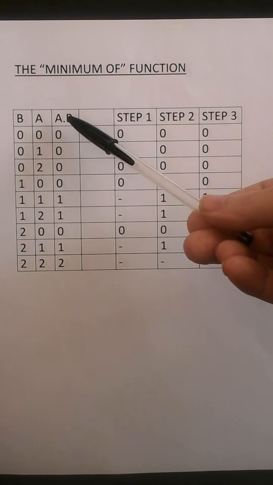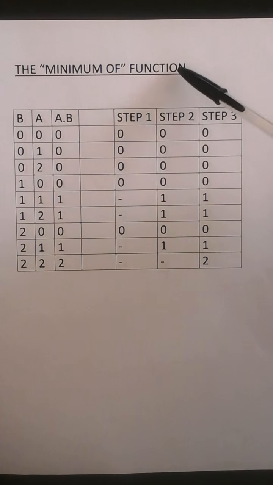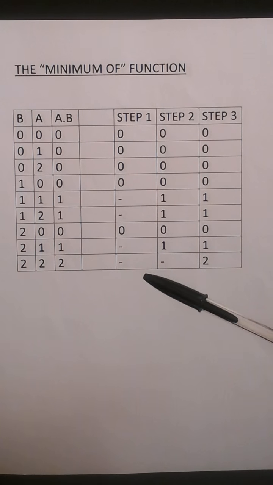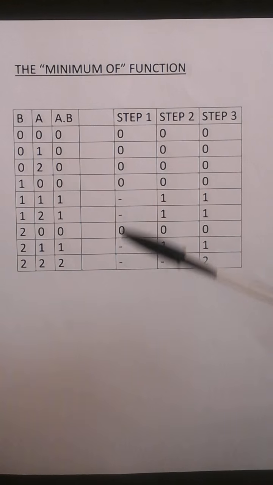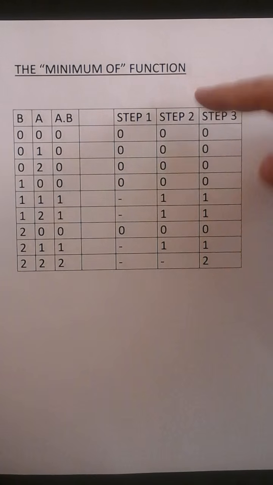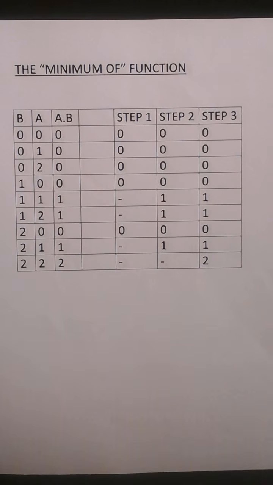So I called it A and B, but really it's a minimum function. It's the ternary minimum function. The AND function in Boolean, in binary, would be the binary equivalent of the minimum function. So it's a similar process to generate the output of the truth table.